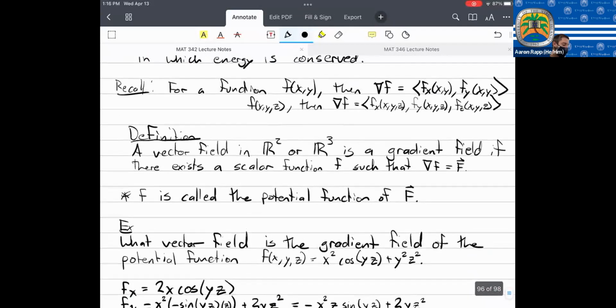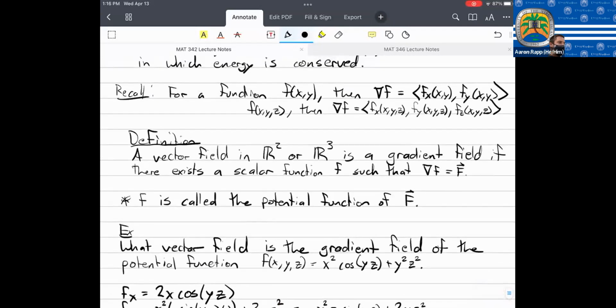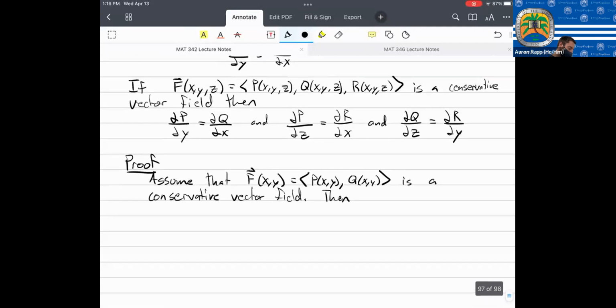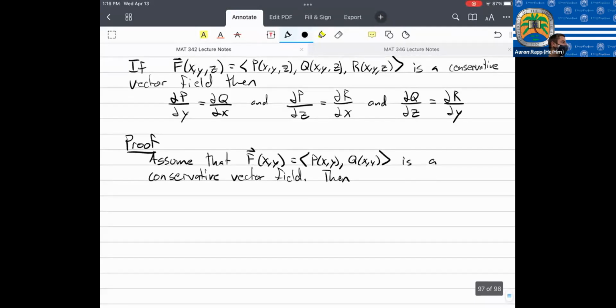What does it mean to be a gradient field or a conservative vector field? There exists a scalar function f such that the gradient of the said function is equal to the vector field. So since we've called this thing a conservative vector field, then there exists a function f. Whoops, haven't used that notation in a while. Let me not use it.